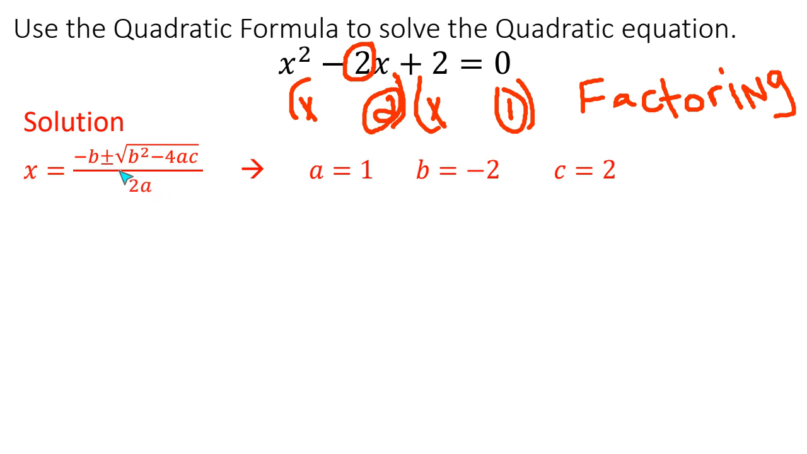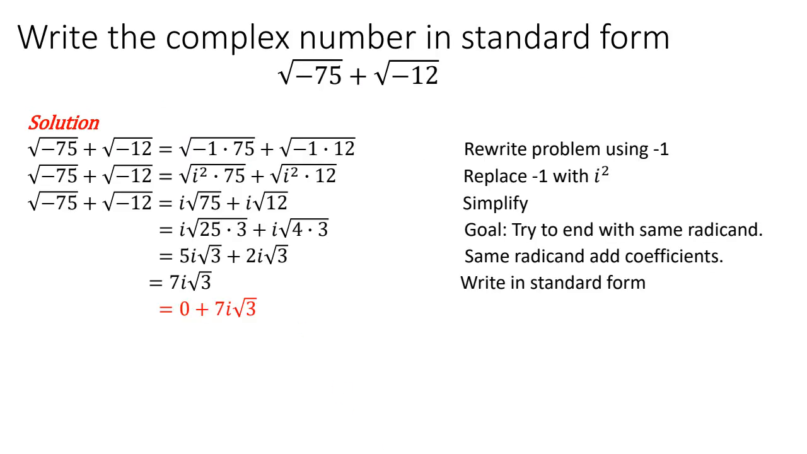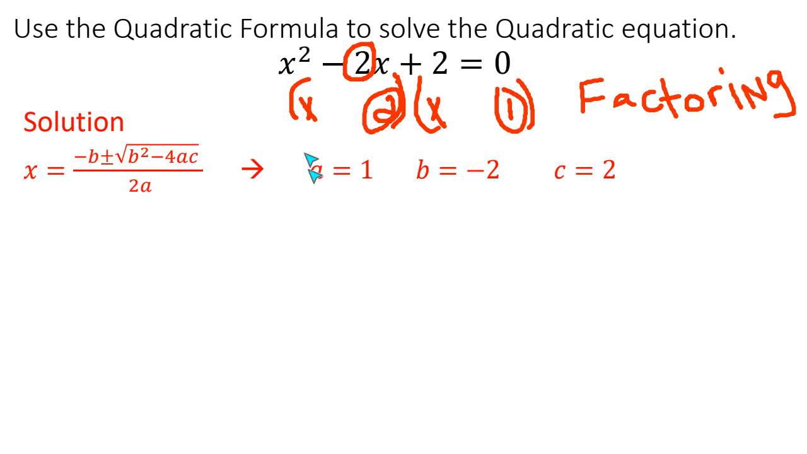And so we have, we're going to identify our a. So a is the number in front of x squared, which is 1. B is the number in front of x, which is -2, and c is 2. So we're going to plug these numbers into the quadratic formula.